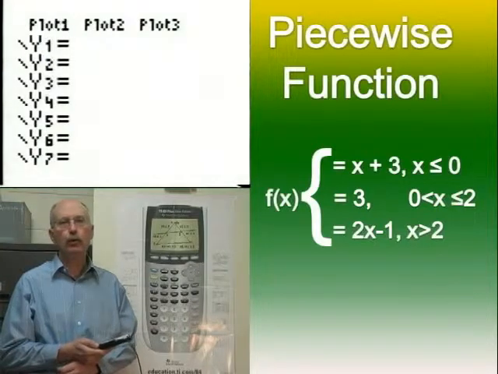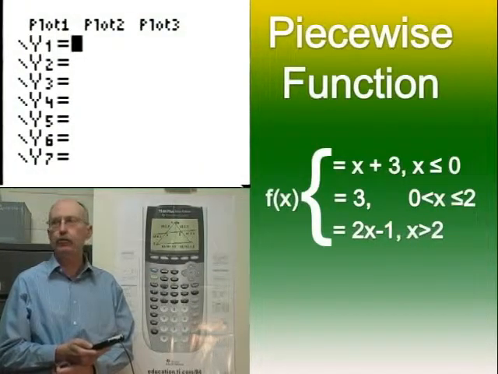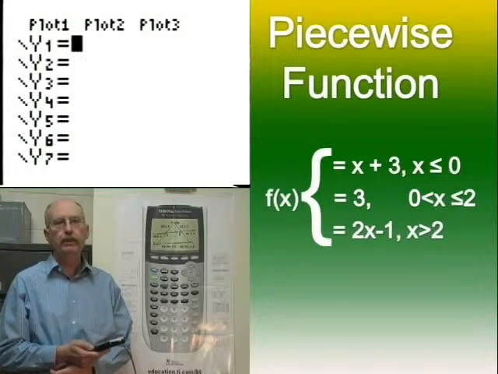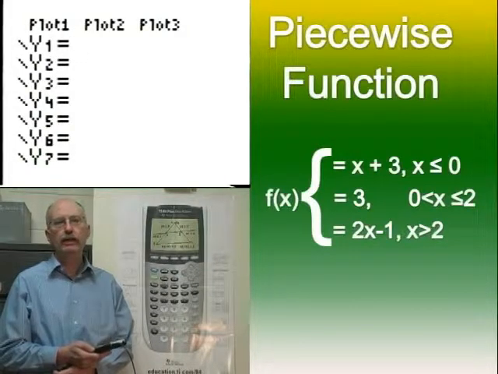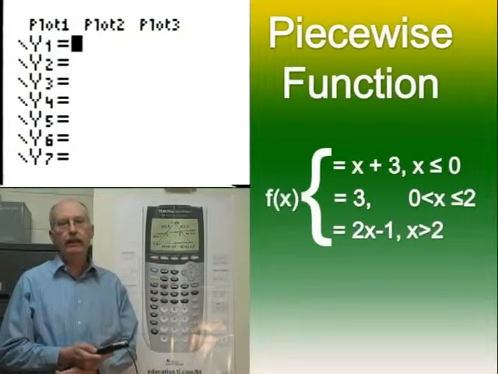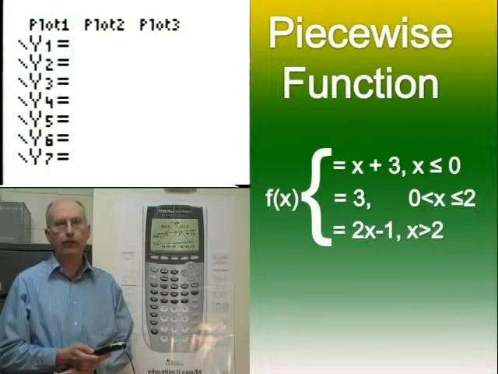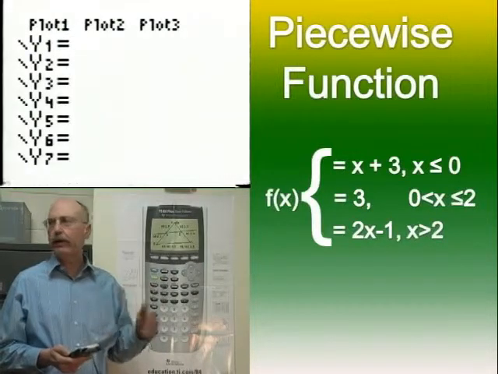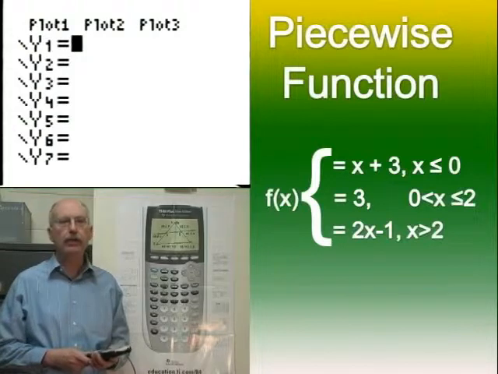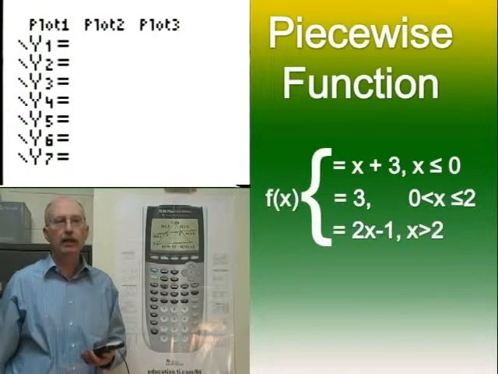Suppose f of x was equal to x plus 3 when x was less than or equal to 0, equal to 3 when x was between 0 and 2, and it was equal to 2x minus 1 when x was greater than 2. Could we graph that all as one function? Well, it turns out we can, but it requires a lot of work.